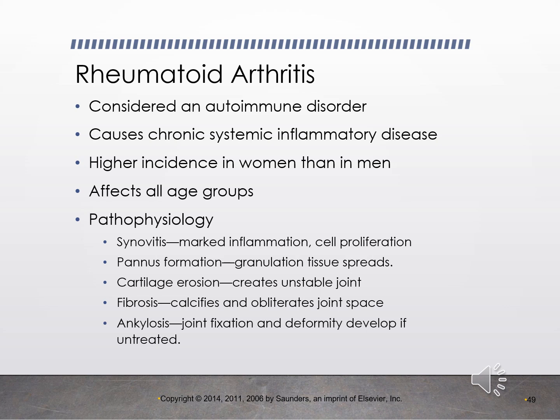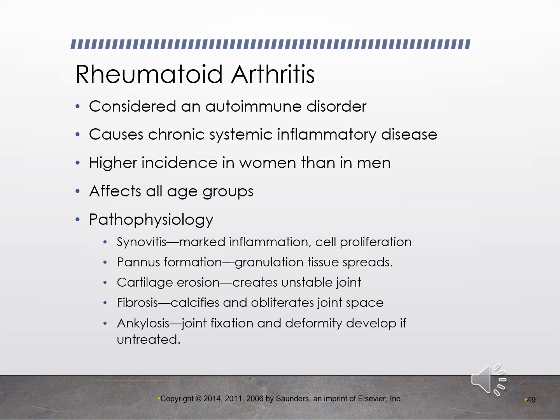Then we have rheumatoid arthritis. This is considered an autoimmune disorder. Autoimmune disorders are when the body attacks its own cells, recognizes them as foreign, and attacks them. It causes chronic systemic inflammatory disease. It's a higher incidence in women than in men, and it affects all age groups.